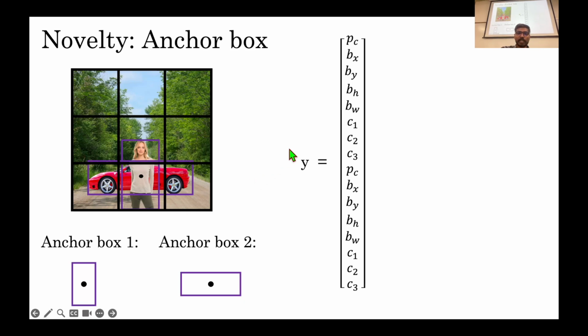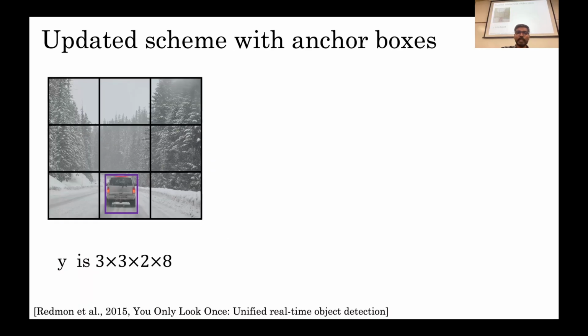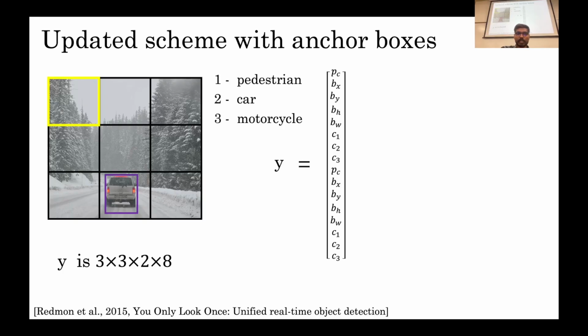So all we need to do is just repeat this 8 sized vector 2 times, with an additional constraint that one of them has to be horizontal and another has to be vertical. So now we will get 3 cross 3 cross 2 cross 8, or we can just say 3 cross 3 cross 16. That will be the size of your ground truth vector. With the updated scheme, if we look at this yellow box, this will be our ground truth because there is no object. We will give PC equal to 0 at both places and the rest of the numbers we don't need to give.